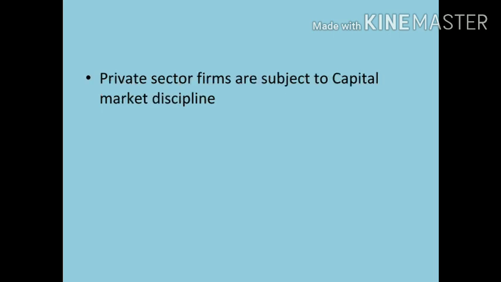The third point is that in the private sector, if the firm wants to raise money from the capital market, they have to perform very well, because private sector firms are subjected to capital market discipline and scrutiny by financial experts. So if they want to survive, they have to increase efficiency and performance. Only then will they be able to raise funds from the capital market for future expansions. That's the third point.